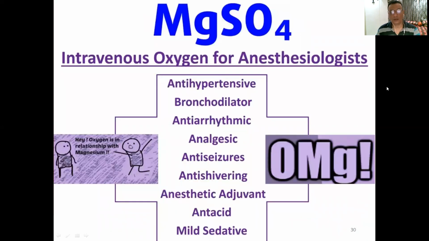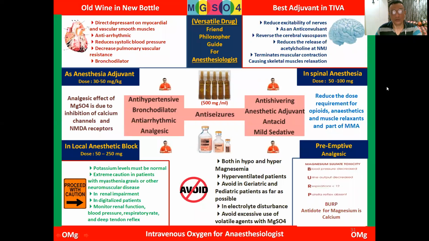Believe me, it has 32 effects in anesthesia. Like, I call it intravenous oxygen for the anesthesiologist. It is antihypertensive, bronchodilator, antiarrhythmic, analgesic, anti-seizure, anti-shivering, anesthetic adjuvant, antacid, and a mild sedative. So this magnesium sulfate is very useful in our day-to-day practice of anesthesia, and it is our prime drug in the apothecary in our OT.